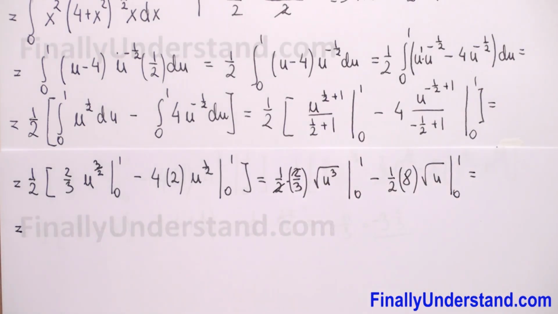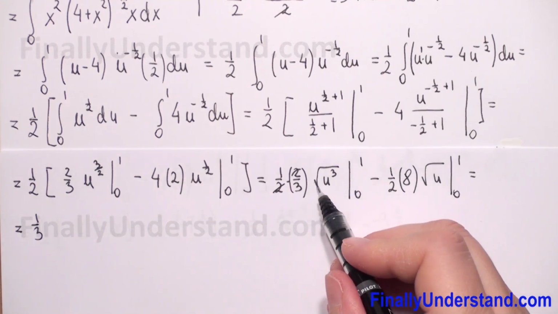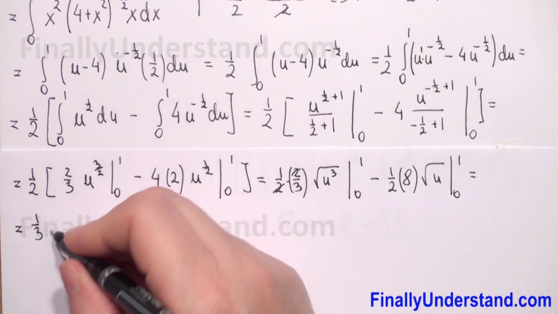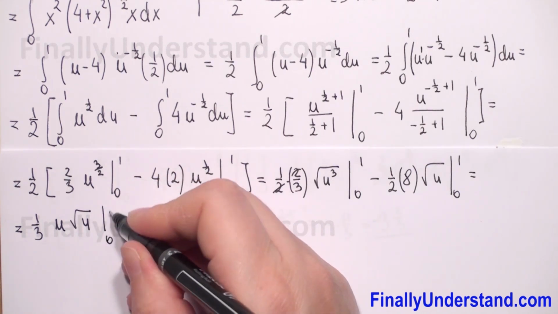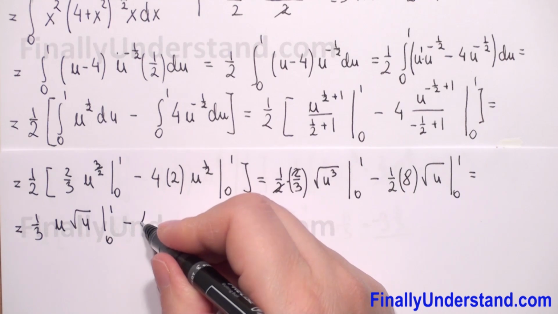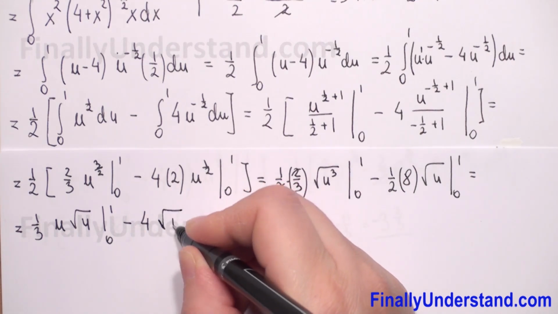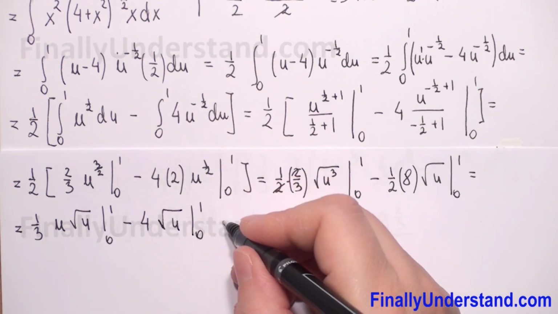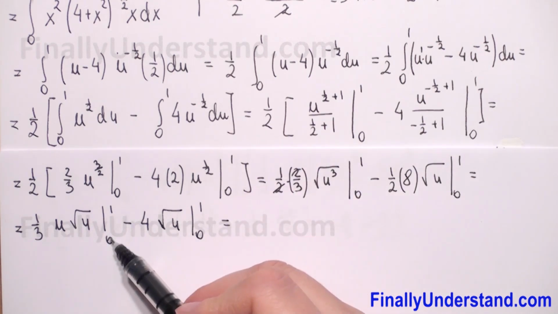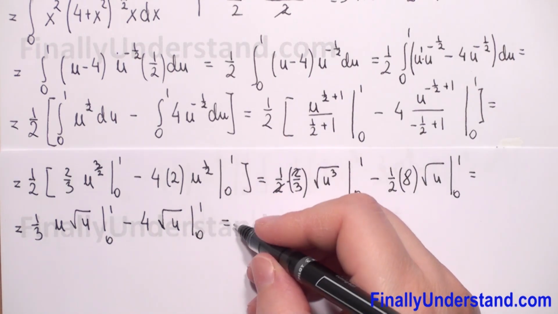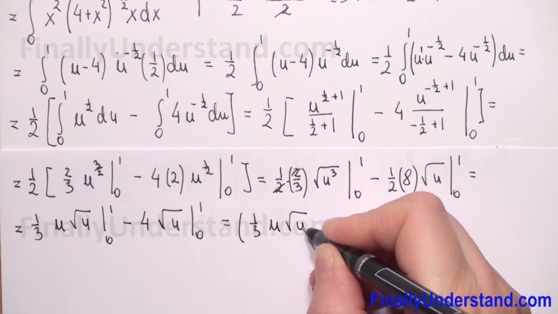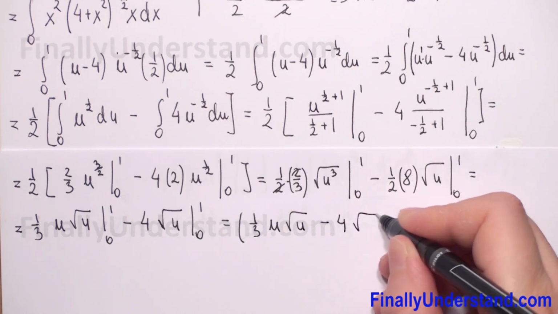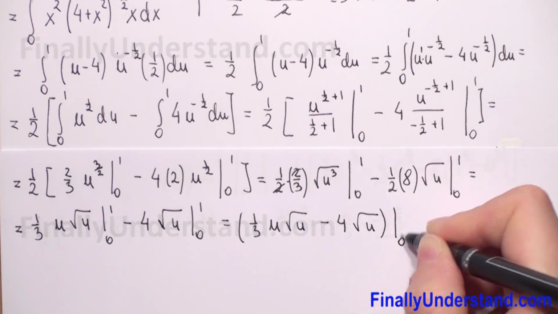2 and 2 we can reduce, so we have 1/3. We have square root of u to third power, so it will be u times square root of u, limits from 0 to 1, minus 4 times square root of u, and we have limits from 0 to 1. Because both expressions have limits 0 to 1, I can put first that we have 1/3 u square root of u minus 4 square root of u, and we have limits from 0 to 1.